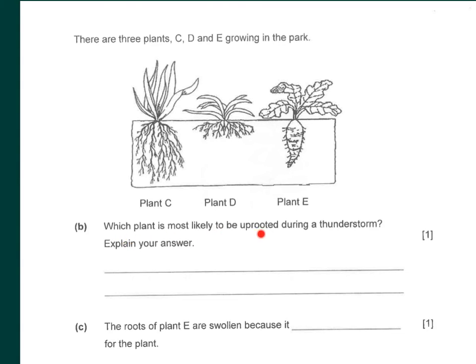Which plant is most likely to be uprooted during a thunderstorm? Explain your answer. So the first part and second part of the question. We need to choose which plant will most likely be uprooted. We know that the part of the plant that keeps the plant firmly rooted to the ground is obviously the root. So the root that grows deep into the soil is expected to be the one that holds the plant firmly.